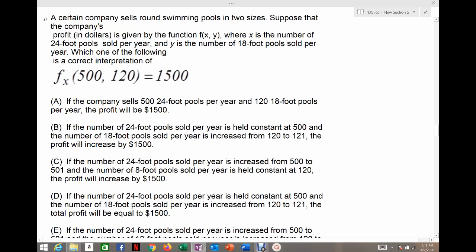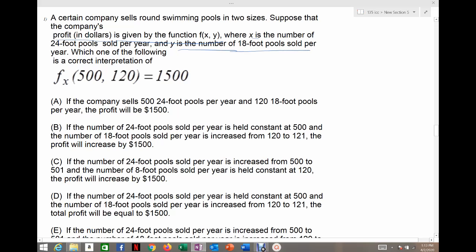All right, so we have a company. They sell 2 different kinds of pools. They sell a 24-foot pool. That's the x value, so the x represents the 24-foot pools. Y is the slightly smaller pools at 18 foot. So there's 2 sizes, 24-foot and 18-foot. F of x represents the profit in dollars, so that's what the f of x represents. And so we don't have it.